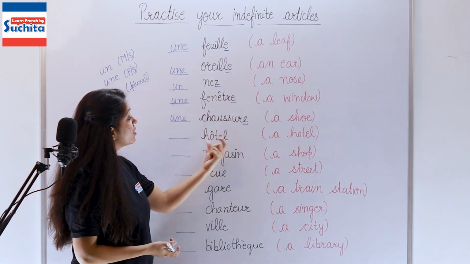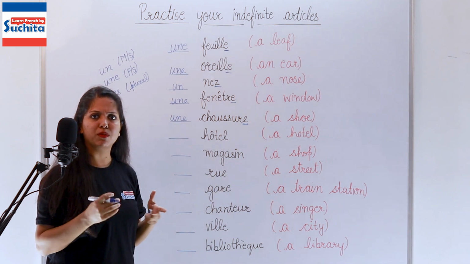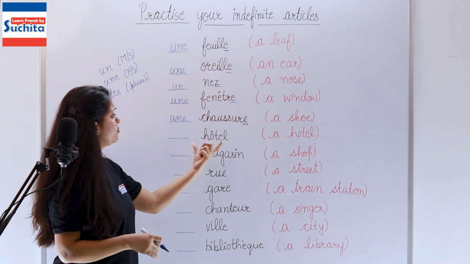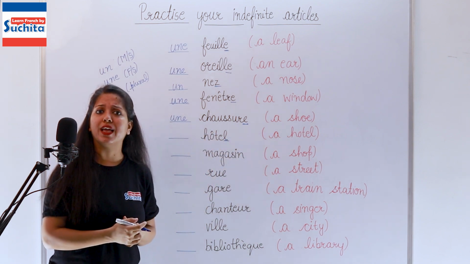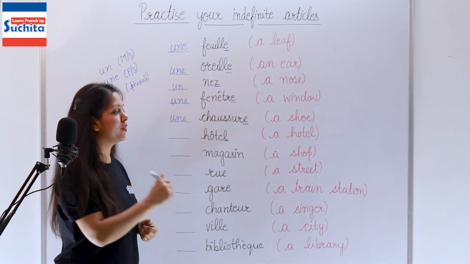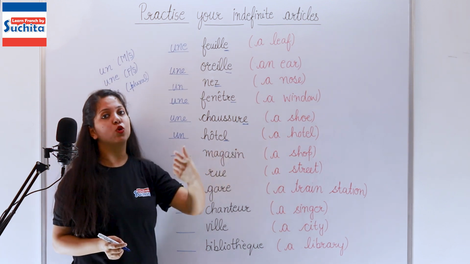On continue avec hôtel. In French, the letter H is always silent. That means we write it, but it's always mute. So, hôtel. Un hôtel, une hôtel. Un hôtel. Not ending with E. So it is masculine, which means a hotel.